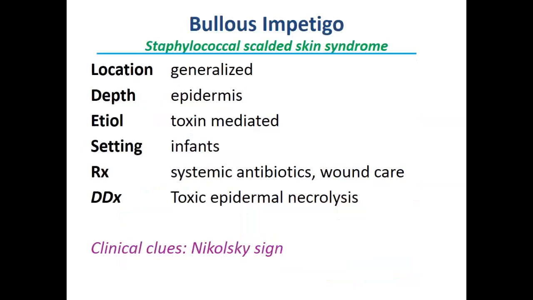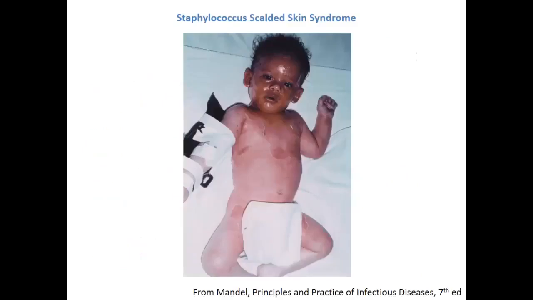It's not to be confused with bullous impetigo, which is a completely different skin syndrome that occurs especially in neonates. It's also toxin-mediated. It's a serious illness that causes total body desquamation. That's an example.